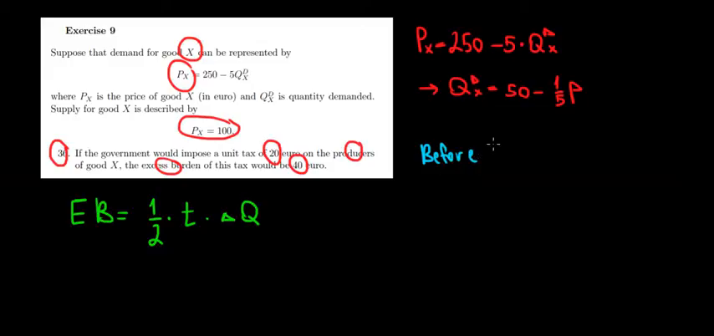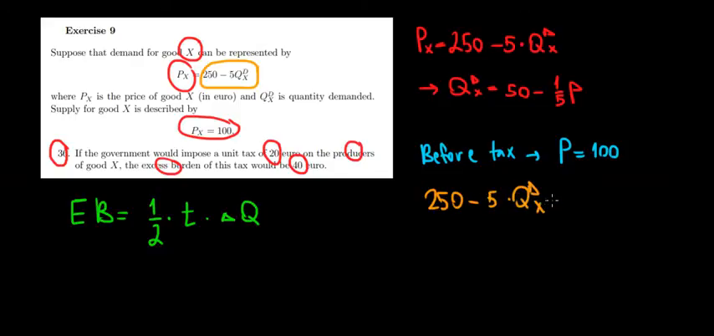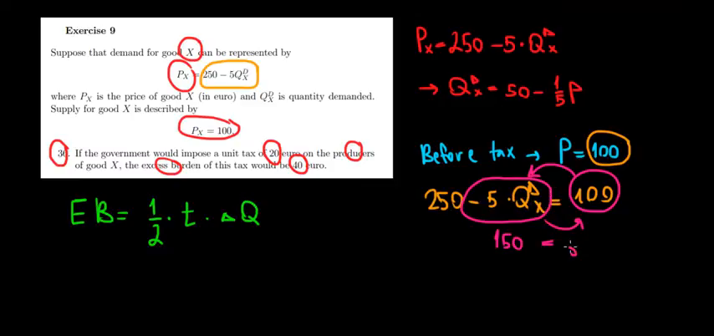Before tax, we know that the price is equal to 100 euros. Let's see what the quantity demanded would be. We have the price function, 250 minus 5 times the quantity demanded of X equals the price, and the price is given as 100 euros. Now, if we work out the math, 250 minus 100 is equal to 150 equals 5 times the quantity demanded of X. In other words, the quantity demanded of X before tax would be equal to 30 units. So we got one data point.